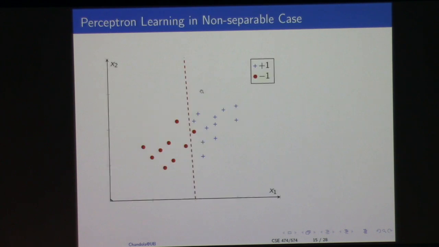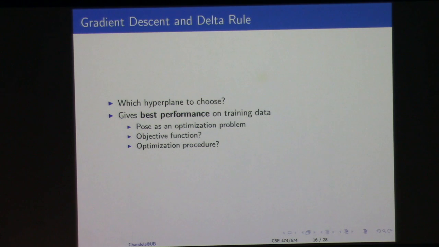But there could be other answers as well. There could be another answer which would go like this, that would make 3 mistakes, something would make 4 mistakes, and so on. So we want to figure out the line that would make the minimum number of mistakes. So the idea is which hyperplane to choose. And the way we are going to learn that is by posing the problem no longer as a search problem. Now we are going to pose it as an optimization problem.